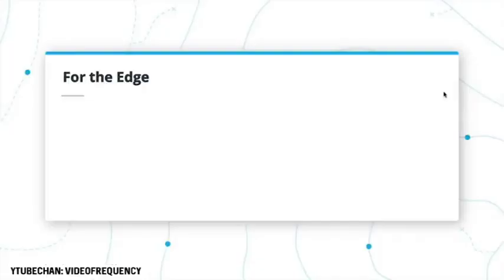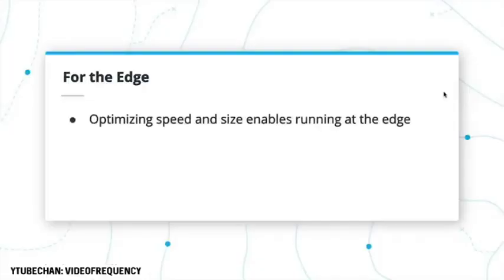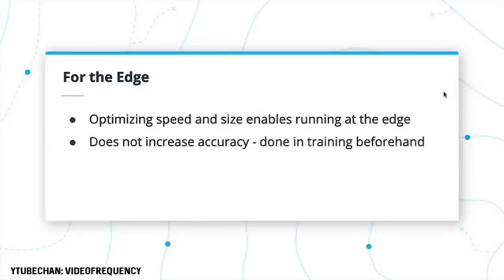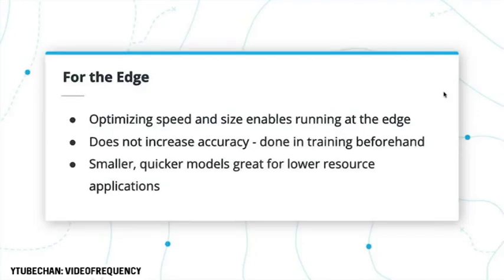So, how does this relate to AI at the edge? By optimizing for model speed and size, this software enables running at the edge. Note that this does not mean an increase in inference accuracy. This needs to be done in training beforehand. The smaller, quicker models the software generates, along with the hardware optimizations it provides, are great for lower resource applications. An Internet of Things device, for instance, doesn't have the benefit of the cloud where it might have multiple GPUs and almost unlimited memory space to run its applications.